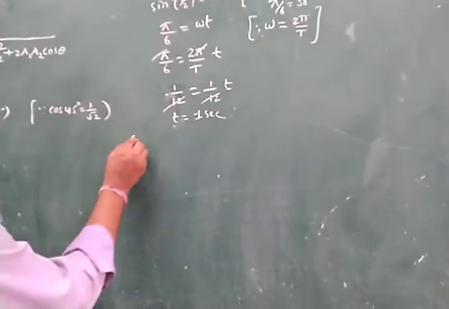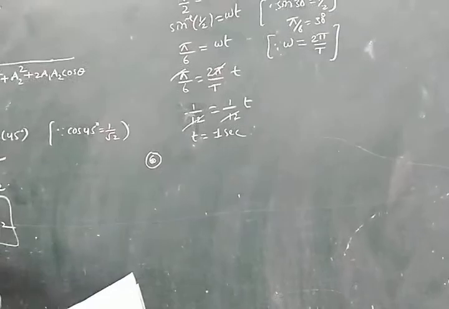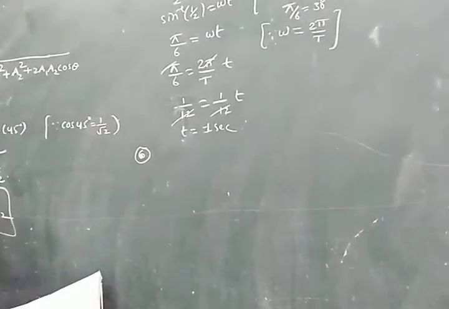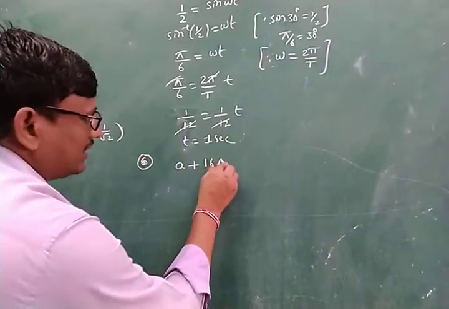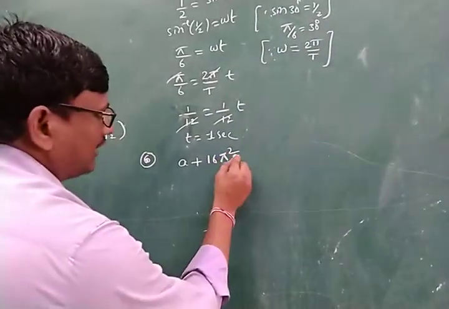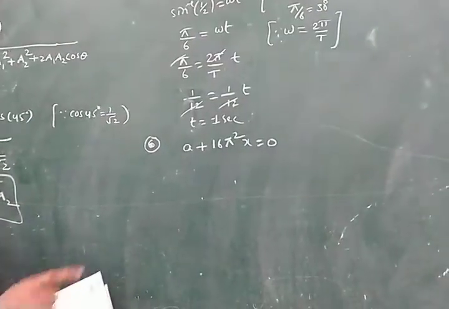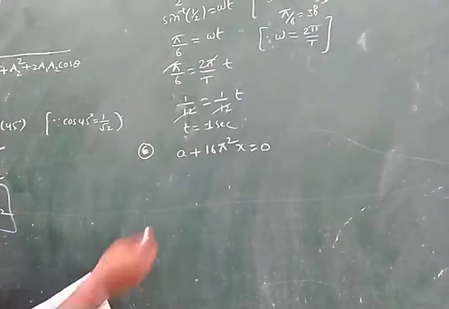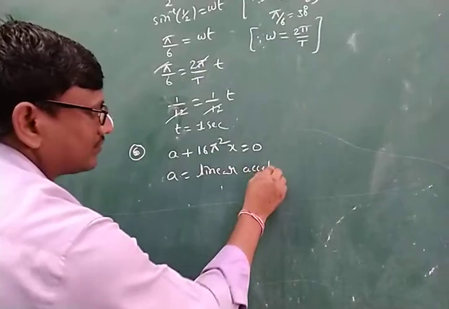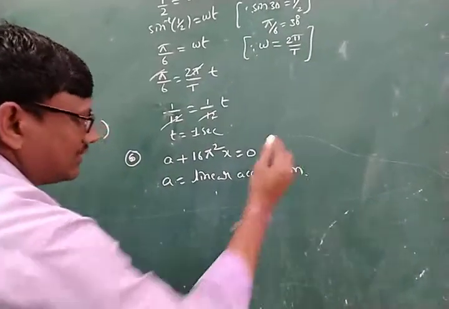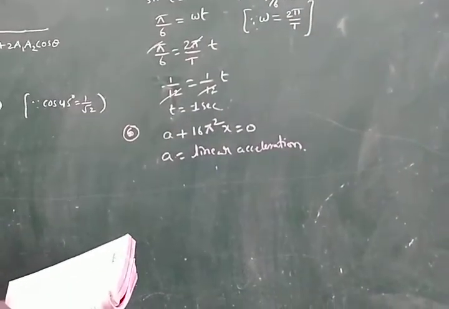Let's see question number 6. The equation of motion of a particle in simple harmonic motion is given by A plus 16 pi square into x is equal to 0. In this equation, A is the linear acceleration of the particle at displacement x meter.